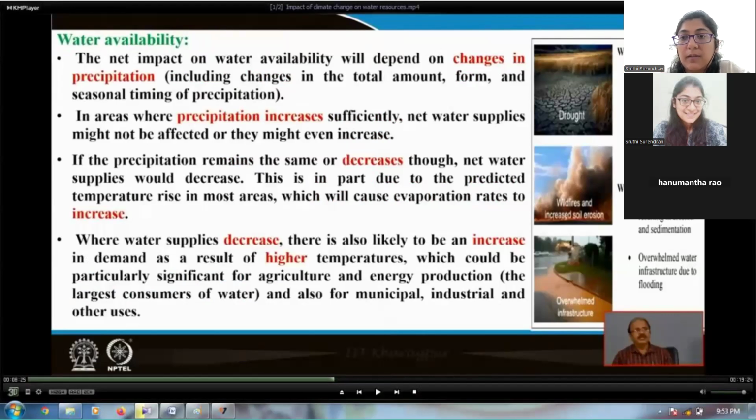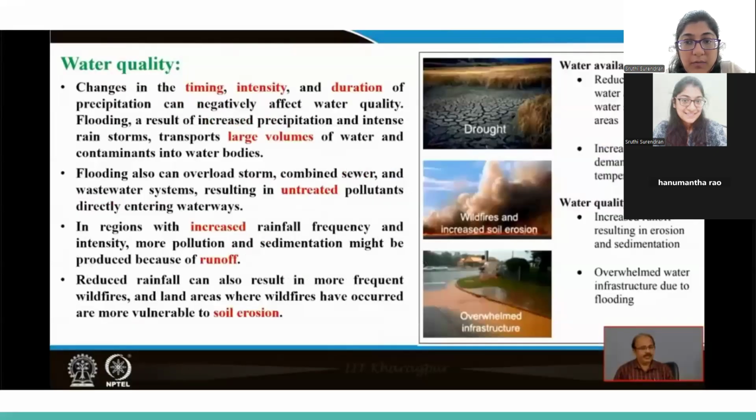There is no subsurface infiltration because the rate of rainfall will be very much higher than the infiltration rate, due to which the soil is not able to accumulate water, which would in turn replenish groundwater. So groundwater depletion is also going to occur. And there are a lot of consequences of flooding and droughts. So these are the consequences of changes in precipitation, water quality, and water quantity.